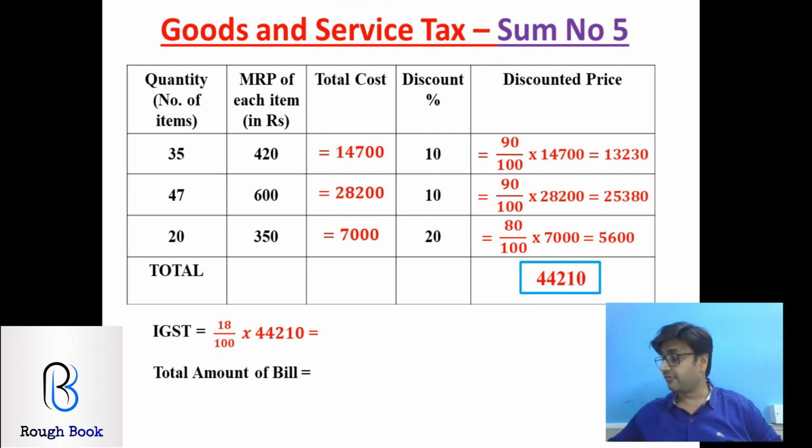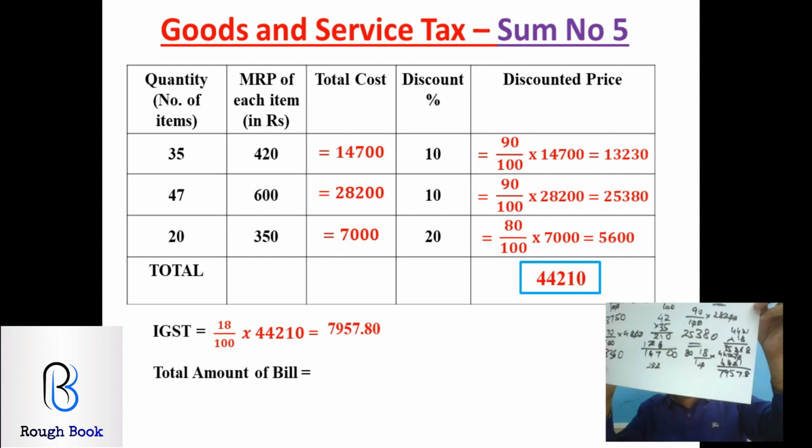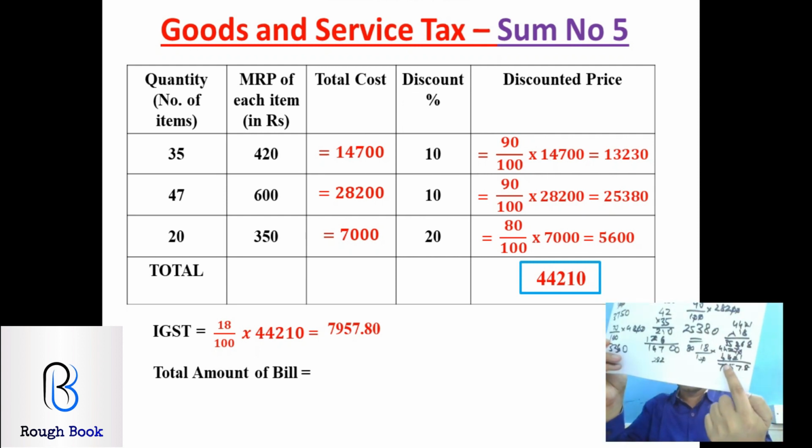So let me see. I get 4421 into 18. So 8 1s are 8, 8 2s are 16, 32, 33, 32, 35, and then I get 1, 2, 4, 4. I think I'm going to mess up. So 8, 7, 5, 9, 7. 7, 9, 5, 7, 8, and then 2 decimals. So 7957.80. Wow, I got it correct. 7957.80. I have calculated. I am not a cheater like you all. I actually calculated it here.